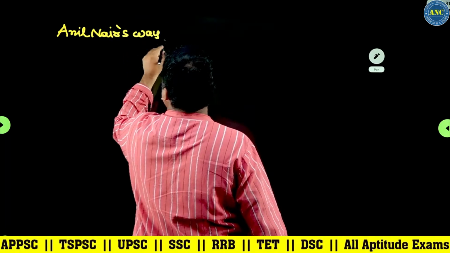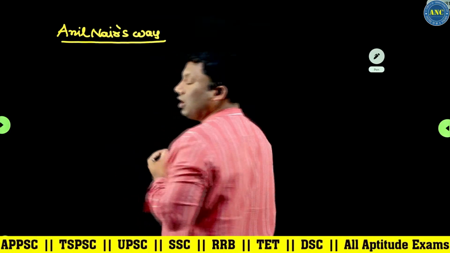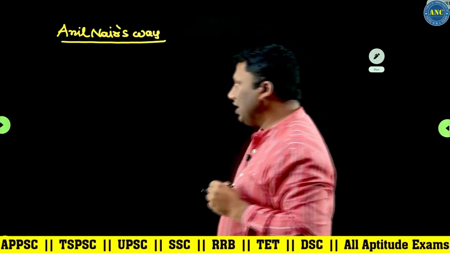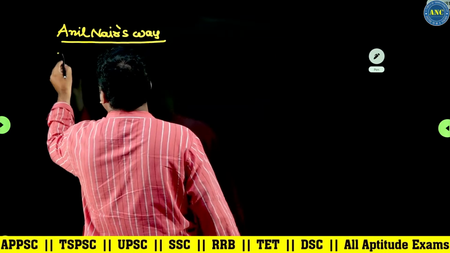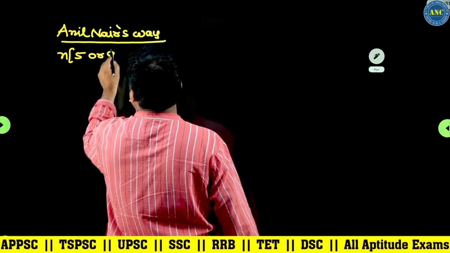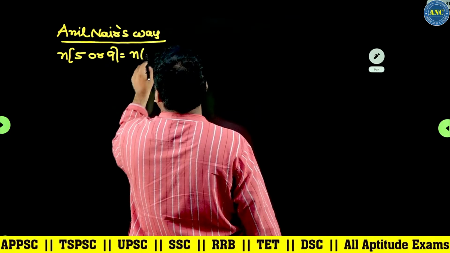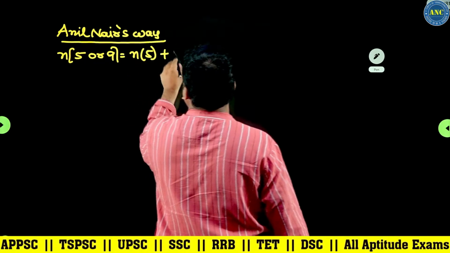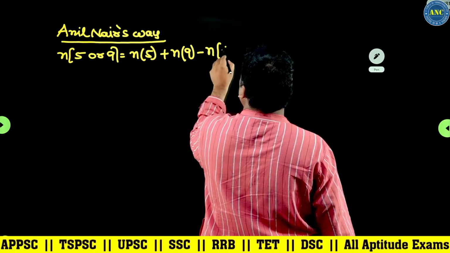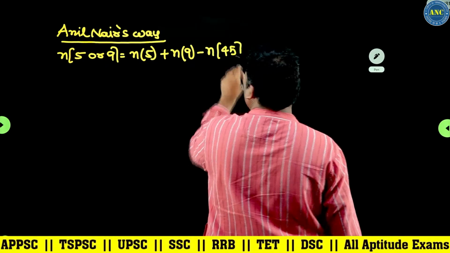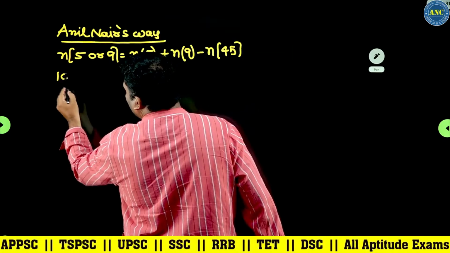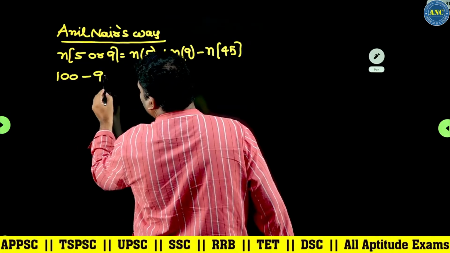Anil Nair's way. First I will solve this problem, then I will discuss 2 or 3 questions so that you will understand it. Number of 3-digit numbers which are divisible by 5 or 9 is n of 5 plus n of 9 minus n of 5 and 9, which is 45. This is what we require. Now how many 3-digit numbers are there? 100 to 999.